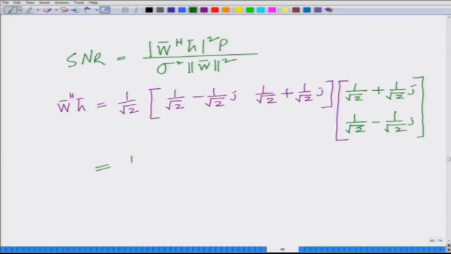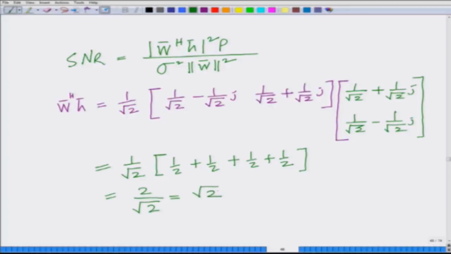Which is equal to 1 over square root of 2 times (1 over square root of 2 minus 1 over square root of 2 j) times (1 over square root of 2 plus 1 over square root of 2 j). So this is again half plus half plus another half plus half, which is equal to 2 divided by square root of 2, which is equal to square root of 2. So w bar Hermitian h bar equals square root of 2, which means magnitude w bar Hermitian h bar whole square equals square root of 2 whole square equals 2.